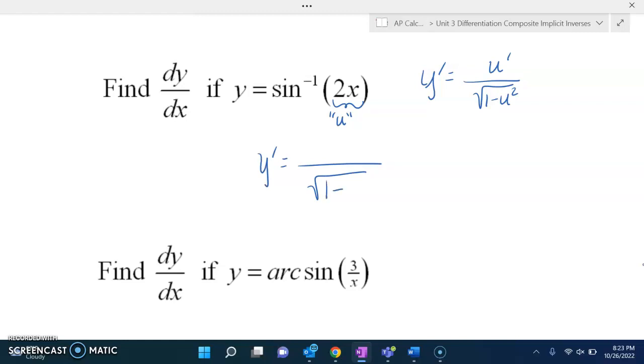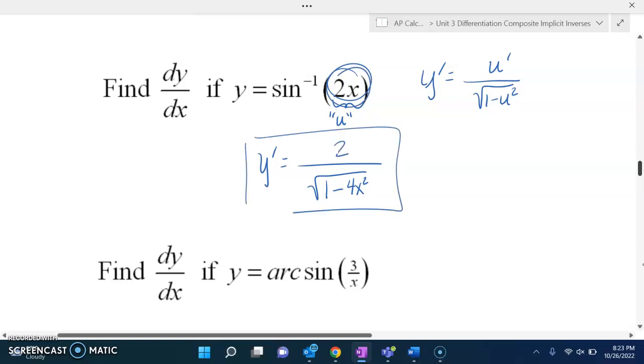So 1 minus, if that's my u, I want to square the whole thing. So that would be 4x squared. Now, u prime goes up top, not the derivative of this guy. That's u squared. We want the derivative of u, so we want the derivative of this, which is 2 up top. That's it.